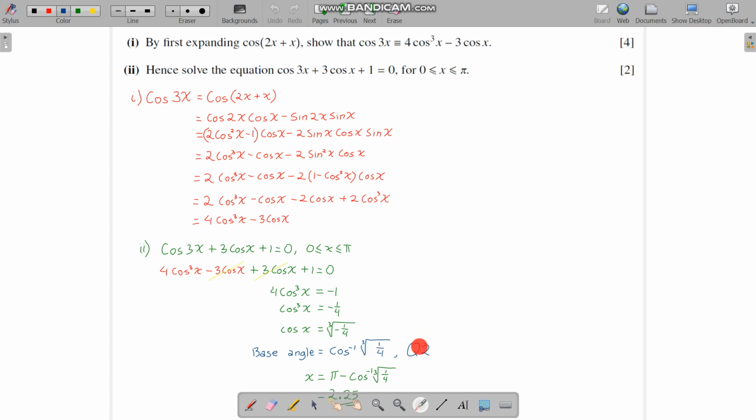Now the quadrant 2 here is because this is something negative, and the x is between 0 and pi, so it's either quadrant 1 or quadrant 2. Because the cos value must be negative, it's gotta be quadrant 2. Quadrant 2 calculation is 180 minus the base angle, or in radians pi minus the base angle. So pi minus this base angle, we get 2.25.